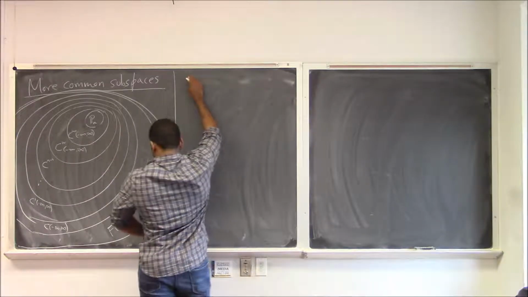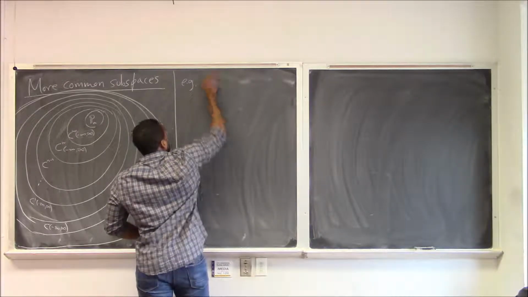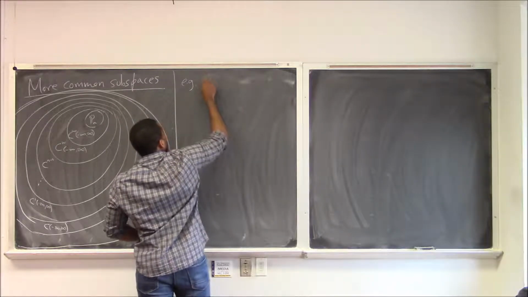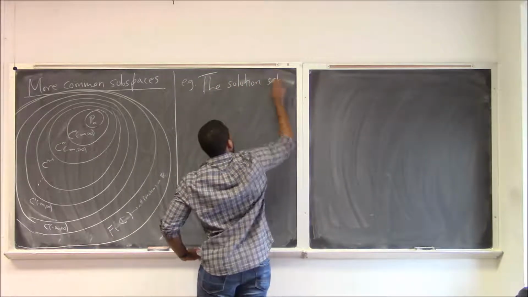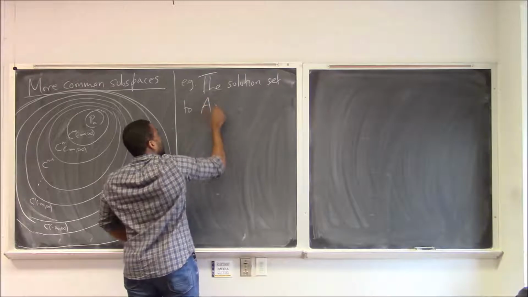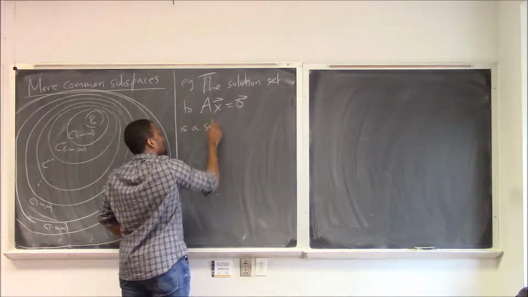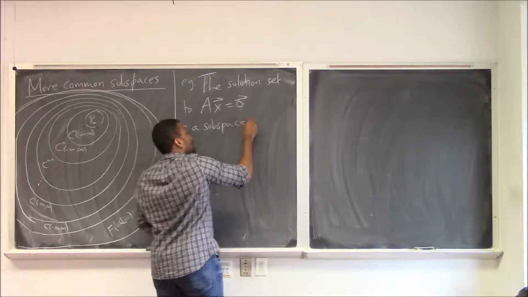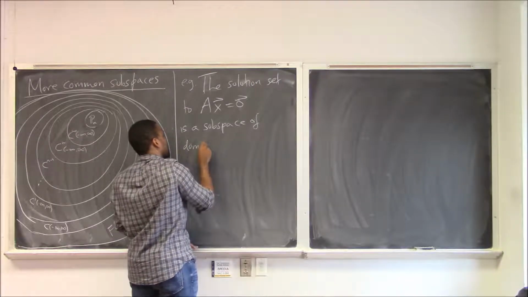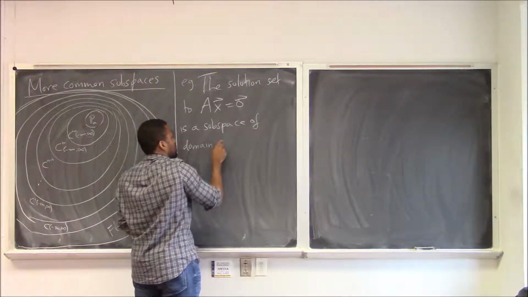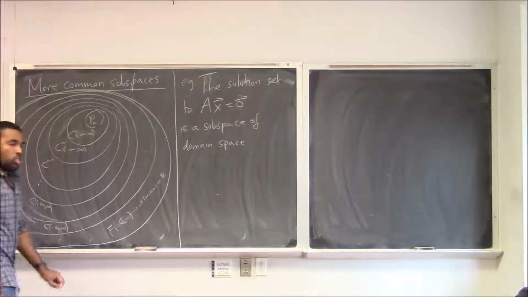Okay. Here's something I also mentioned before. The solution set to Ax equals 0 is a subspace of the domain. Is a subspace of the domain space, right?